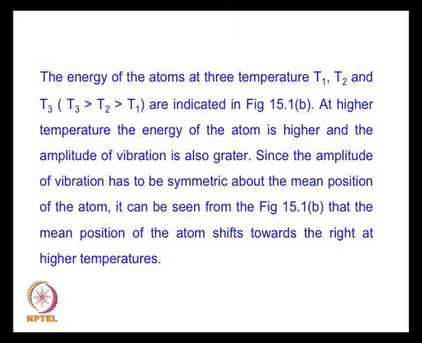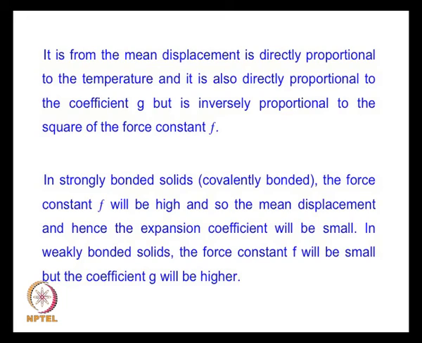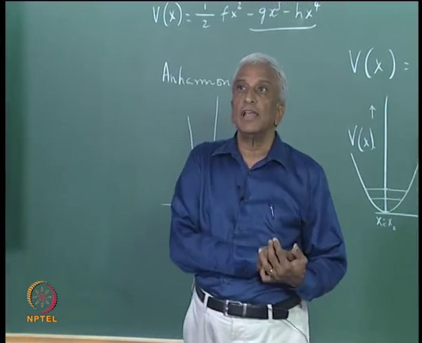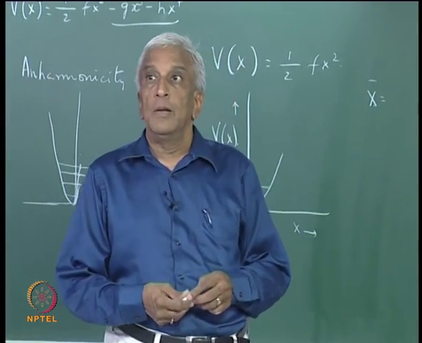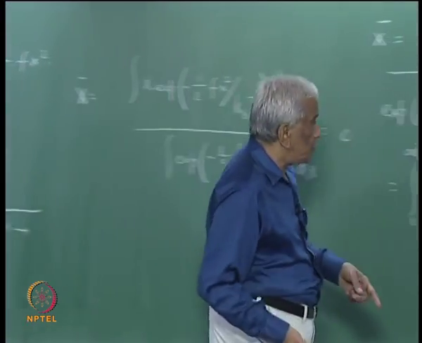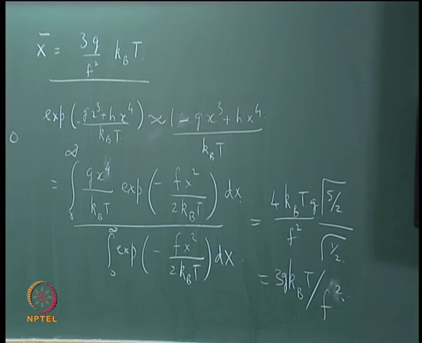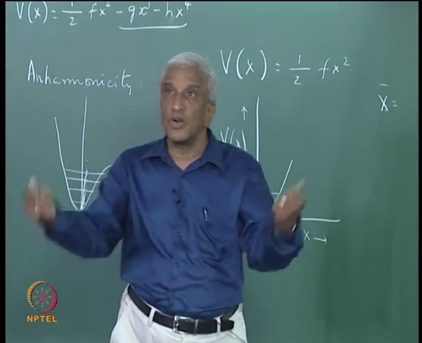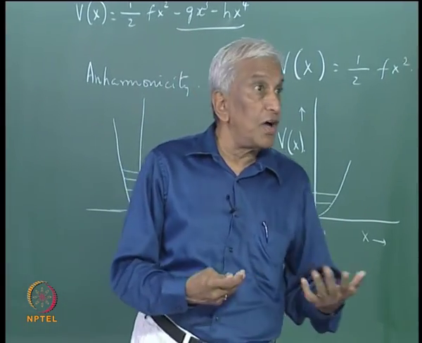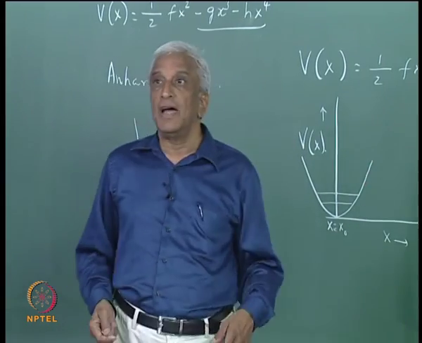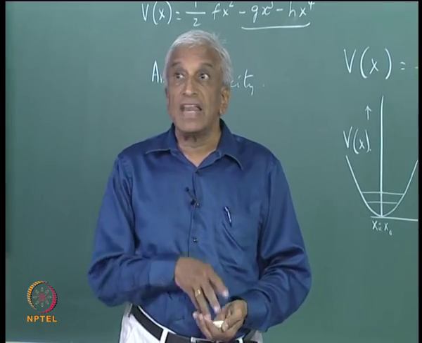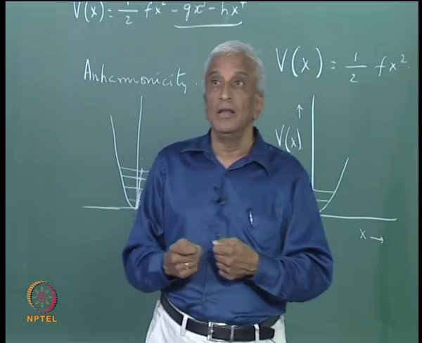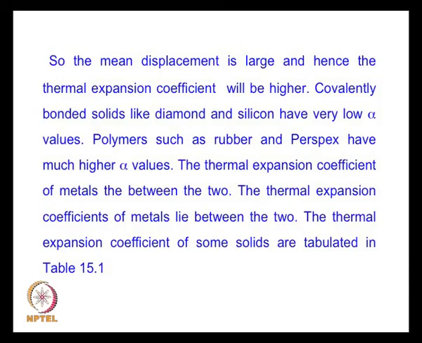So, you can see that there is a shift, and the mean displacement is directly proportional to the temperature, and it is also directly proportional to the coefficient g, the anharmonicity coefficient, but is inversely proportional to the square of the force constant. If you have a solid which is strongly bonded, for example, covalently bonded solids, diamond is an example, the force constant will then be very high. So, the mean displacement and hence the expansion coefficient will be very small, whereas in weakly bonded solids the force constant will be small, but the coefficient g will be higher. Therefore, the mean displacement is large and hence the thermal expansion coefficient will be higher.